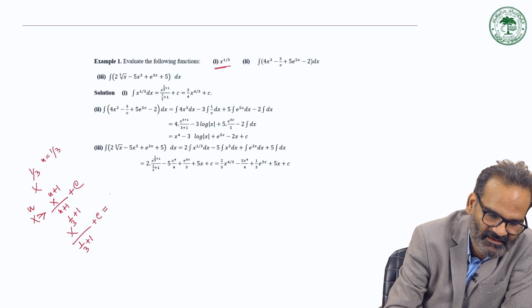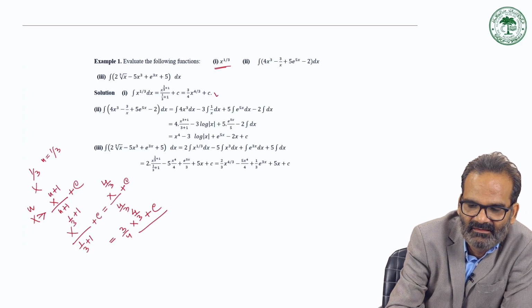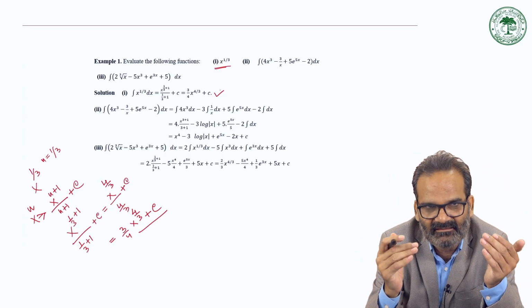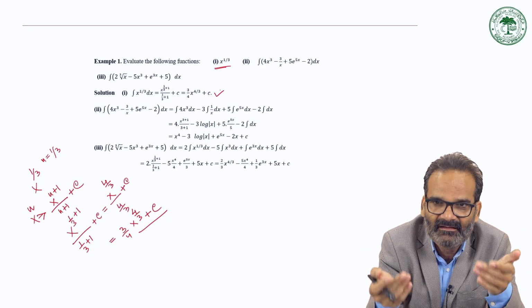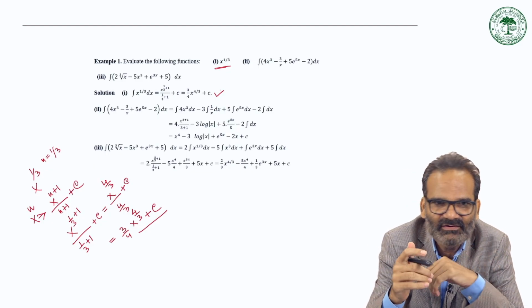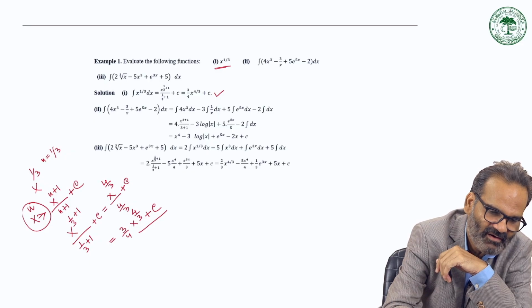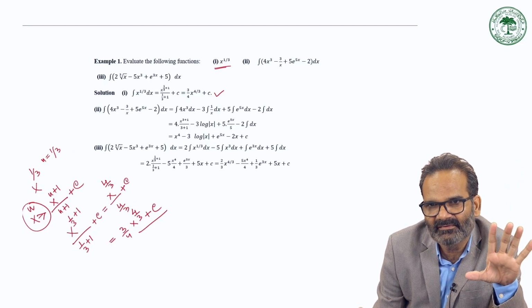So what will you get here? x to the power 3+1, that is 4/3, and in the denominator 4/3, plus c. This can be written as 3/4 times x^(4/3) plus a constant c. This is your answer. As we did in the case of derivatives, any power of x can be differentiated, and likewise any power of x can be integrated using the single formula of x^n, whether n is positive, negative, a fraction or any number.